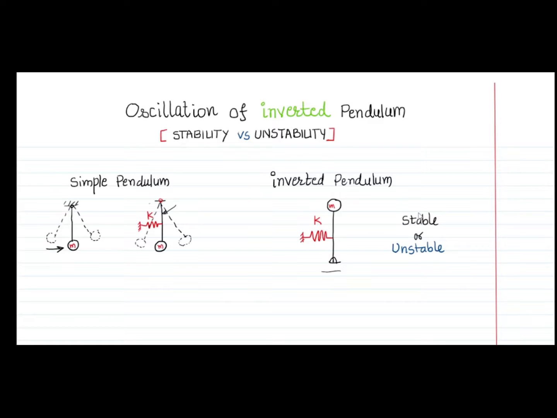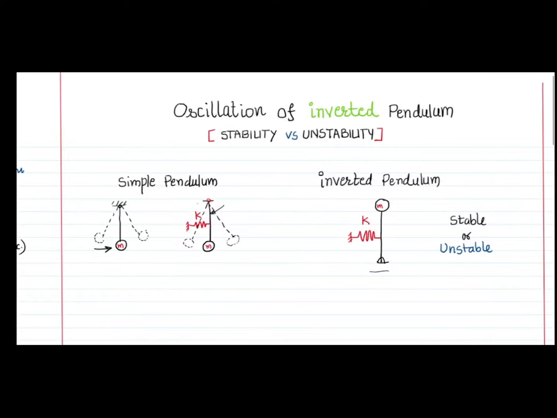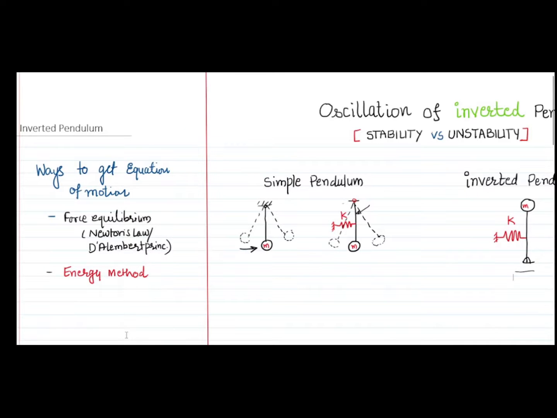We know that whenever we have a system which is capable of oscillating, we can derive the equation of motion, and there are different ways to get it, either by using force equilibrium, that means we can use Newton's law or the D'Alembert principle. At the same time, we can get the equation of motion by applying the energy method.